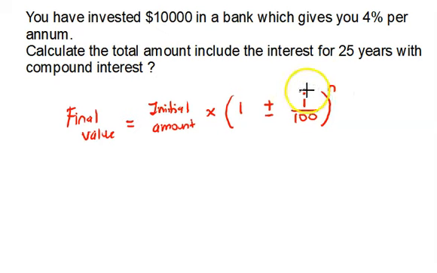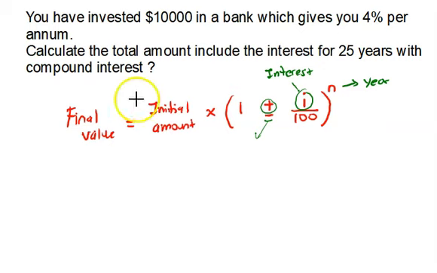So here you have the interest, and this is the number of years. Plus is for something that is accumulating. Minus is for something, for example, you bought a car for 100,000 and you are going to sell it after a few years, and the value will be depreciating. So when it is depreciating, we are going to use negative. Okay, now let us use this formula.